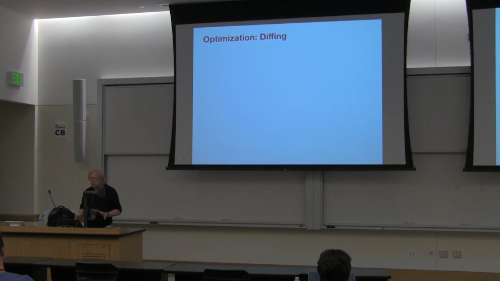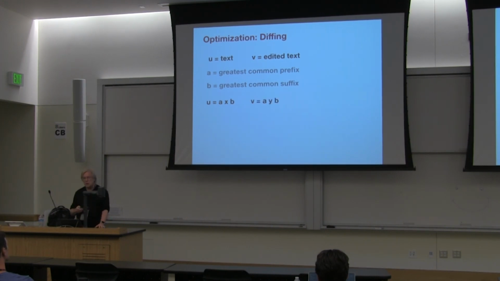The last thing I want to mention is that one of the reasons that the editor works so fast is the following. Here's some text we're working on. I edit it and I get some edited text. Okay. I can compute the greatest common prefix of U and V. So that will be the, these are logical paragraphs. It's a sublist, okay? I can compute the greatest common suffix. And then U is going to look like AXB, and V will look like AYB.